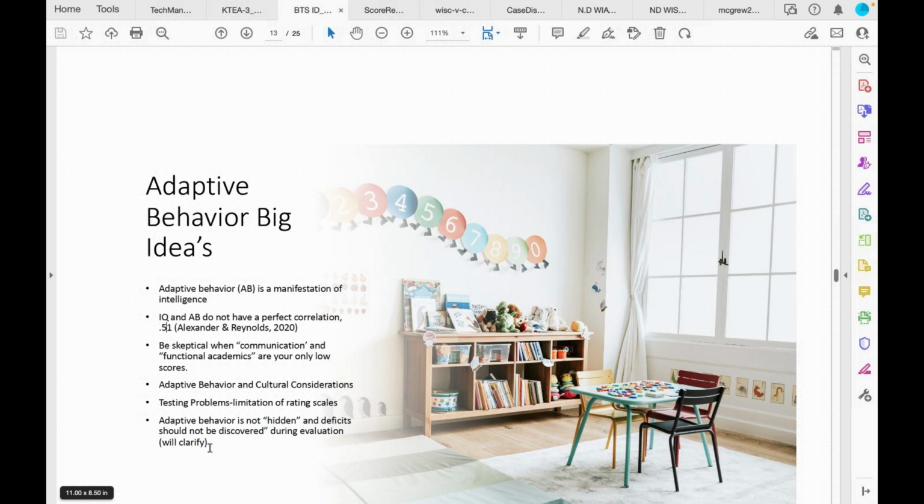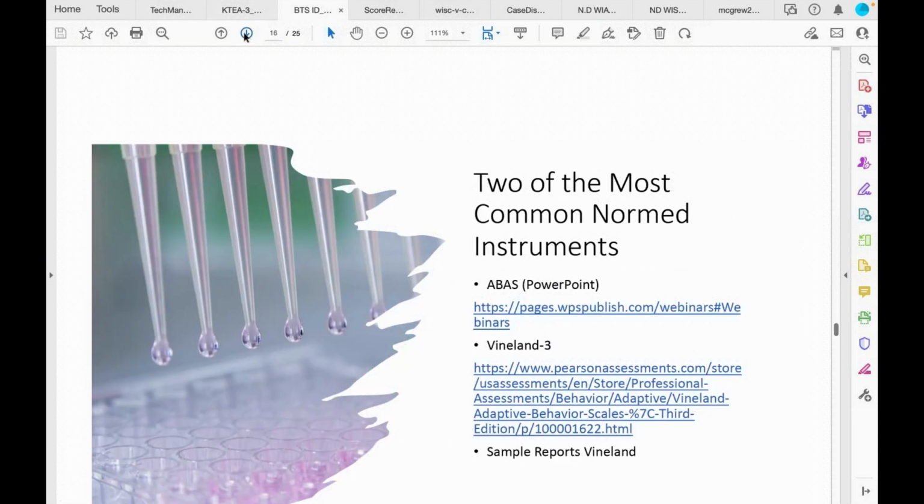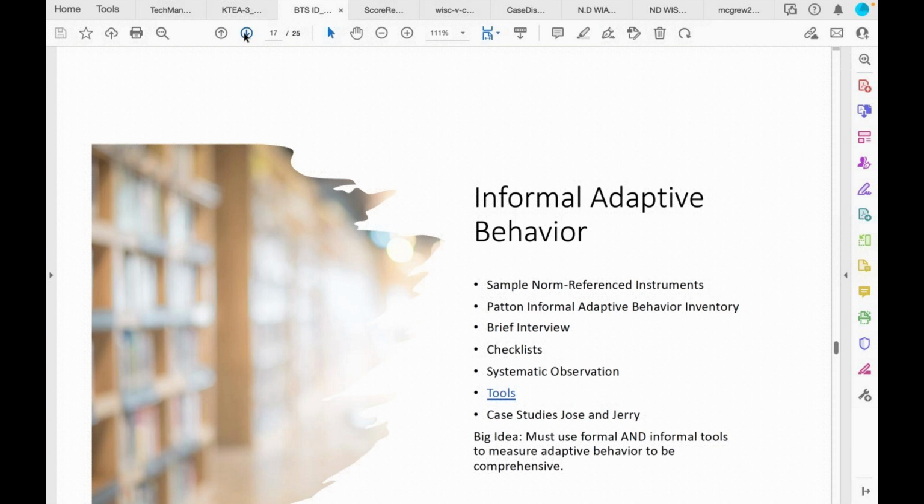Look at these means. Letter word recognition, 65. Reading comp, 64. Nonsense word, 71. These are all what? In the mild IDD range. And so this is how we can use these tests.